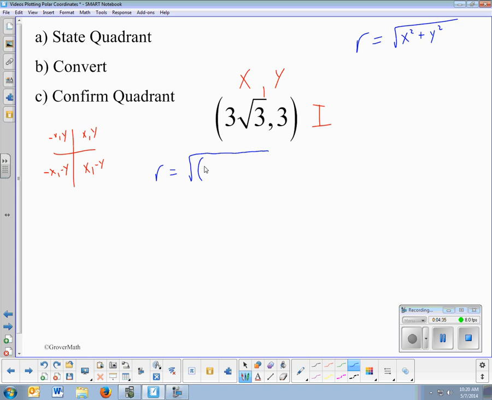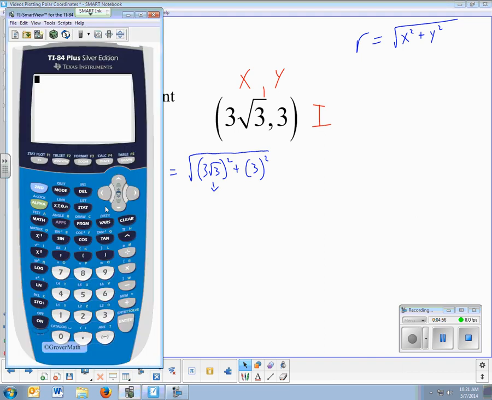of, make sure you're using parentheses here, (3 rad 3) squared plus 3 squared. And then, so we need to do this algebra here. Now, 3 rad 3 squared, some of you may use your calculator for that. You can. You just have to be careful with parentheses.